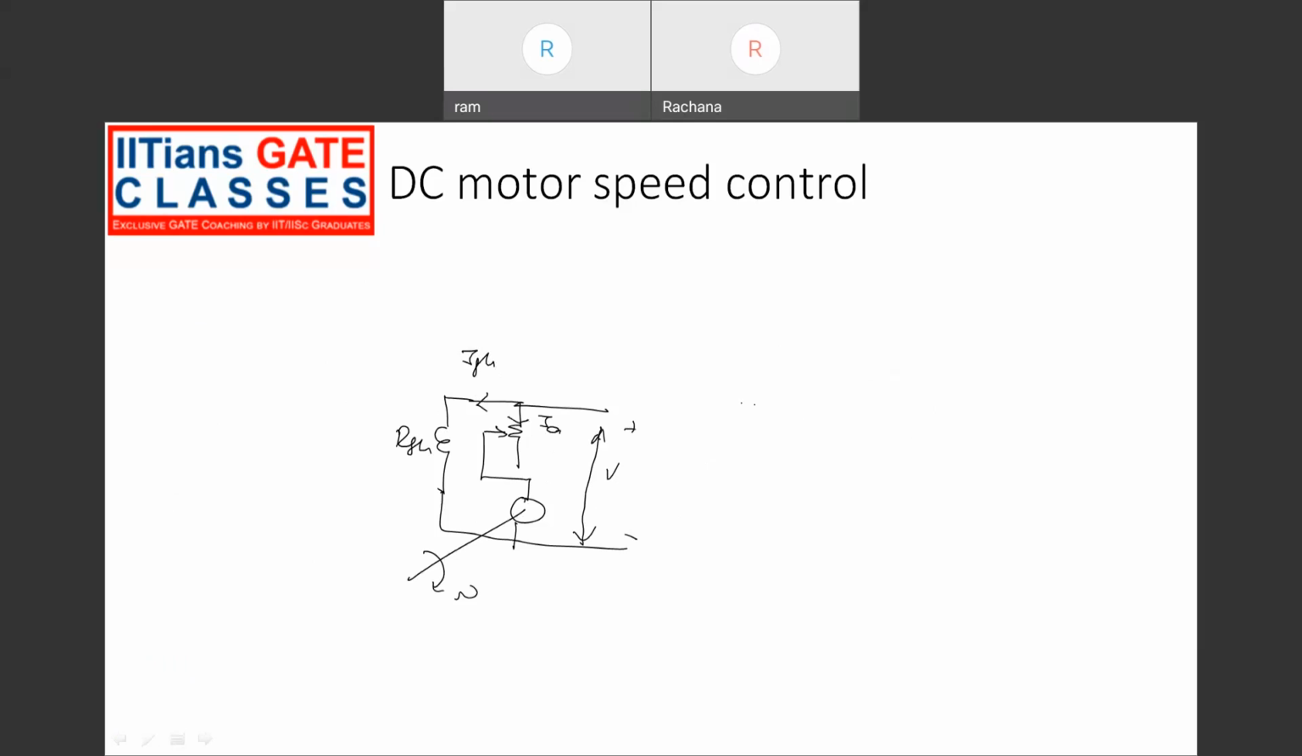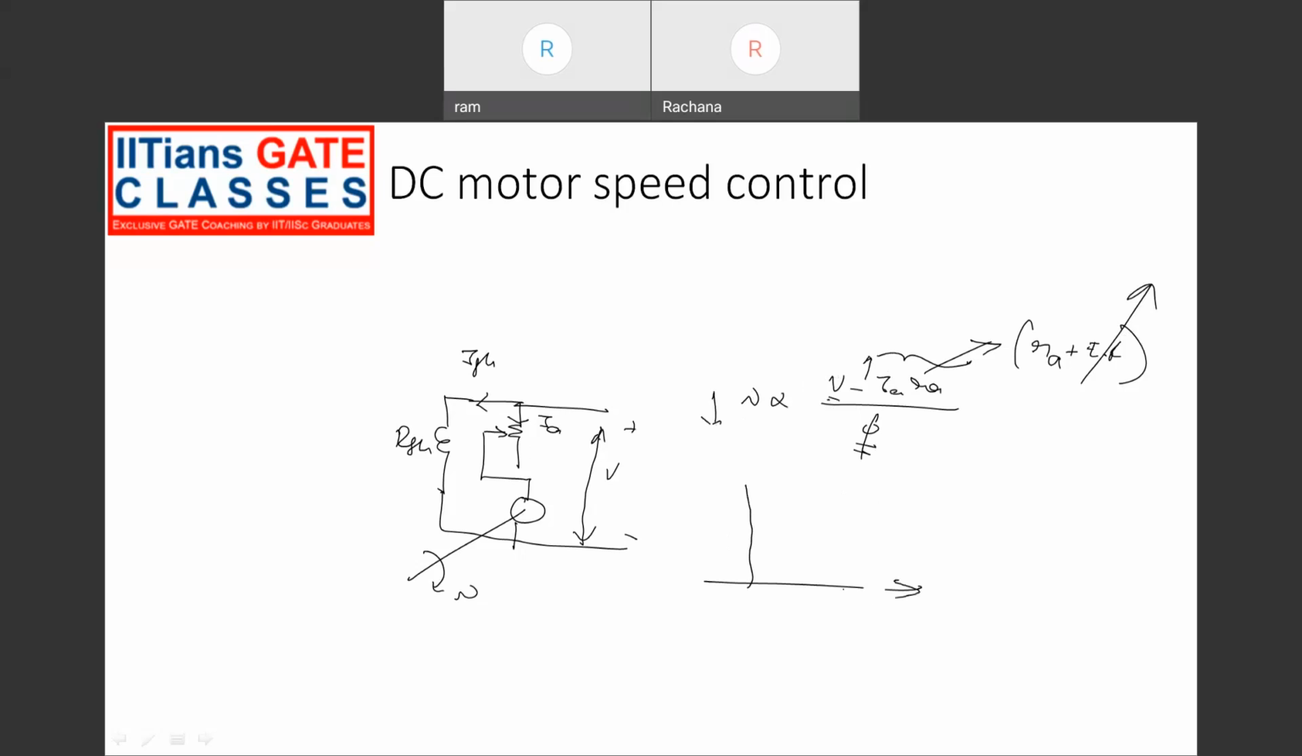We know that N is proportional to (V minus IA RA) by flux. Here RA is the armature resistance plus the external resistance. By varying the external resistance, the IA RA drop will be varied. Flux is constant and the voltage is constant. So as the IA RA drop increases for a given terminal voltage, speed decreases. So in this method of speed control, we can get only speeds below the rated speed.